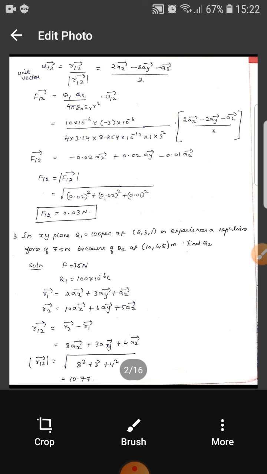F is equal to 7.5 Newton. Q1 is equal to 100 into 10 to the power minus 6 coulomb. So we have been given 2 points, and R1 and R2 vectors are written. R1 vector is equal to 2Ax plus 3Ay plus Az. R2 is equal to 10Ax plus 6Ay plus 5Az.